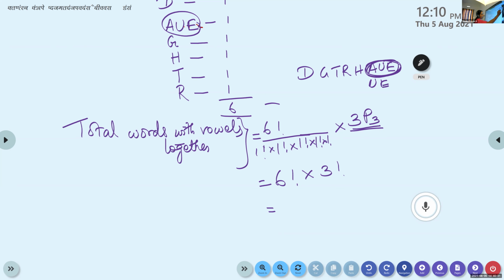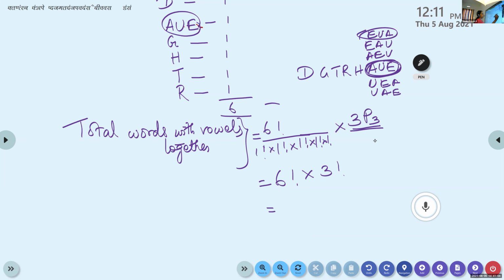U, E, A. U, A, E. A, E, U. Again, we can start with A, or E: E, A, U. E, U, A. Like that we can arrange. So we have 3 vowels in 3 places, and 3 vowels in 3 places means we can write this as 3P3.